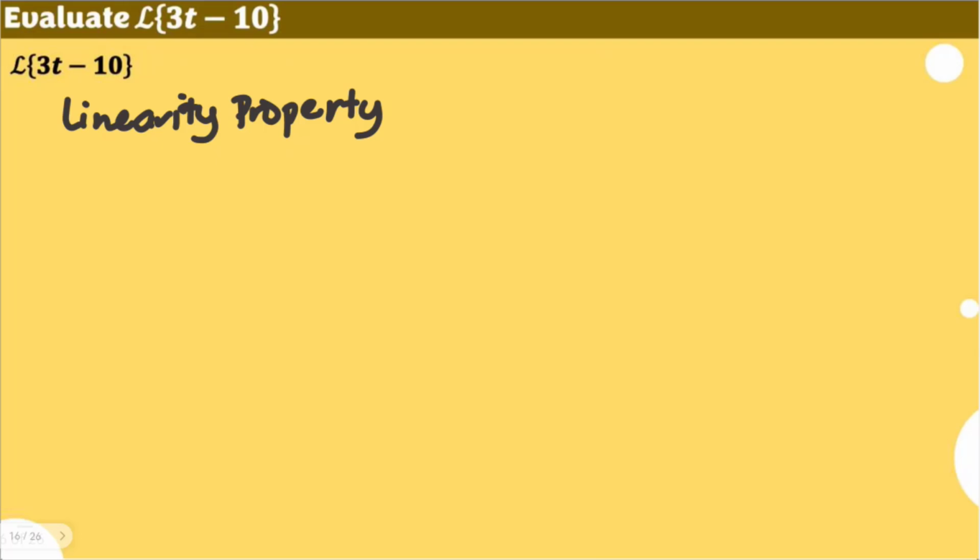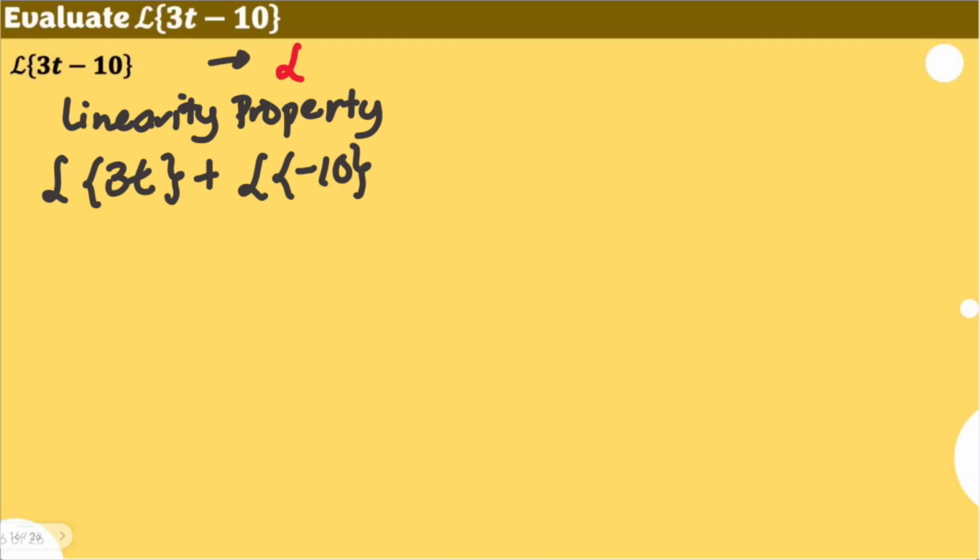this would be equivalent to the Laplace transform of simply 3t plus the Laplace transform of our negative 10. This is the idea for the linearity property. We can break them apart as long as they are separated by addition. We know this can be written as the Laplace transform of 3t plus negative 10, so we're using the addition so that we can just use the linearity property.